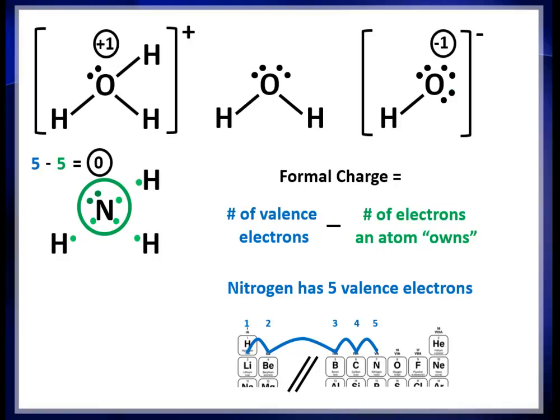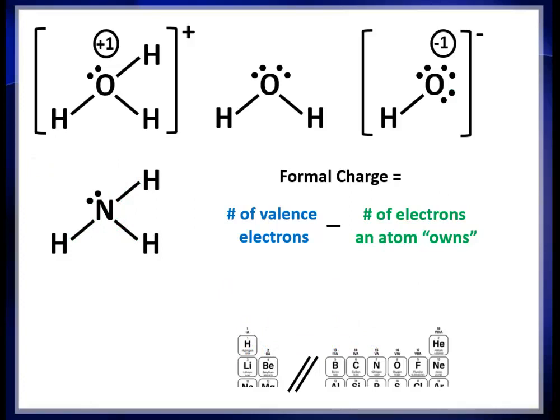This means ammonia is a neutral molecule, whereas hydronium is a positively charged ion. Why? Because of its position in the periodic table, nitrogen only ever needs to own 5 electrons to be neutral, as it is here. Oxygen, on the other hand, needs to own 6 electrons to be neutral. In the case of hydronium, oxygen only owns 5 electrons, making it positive.